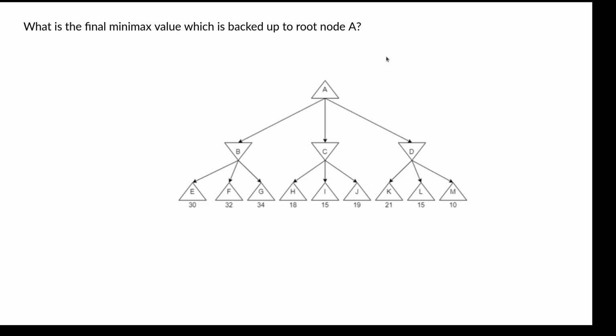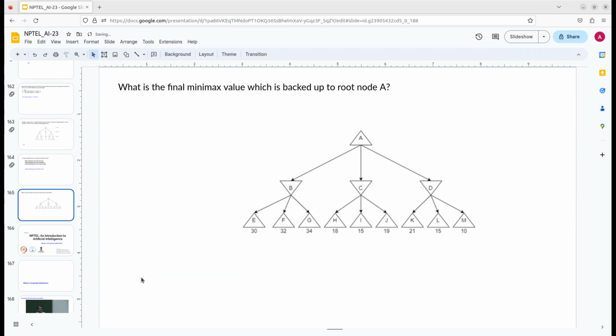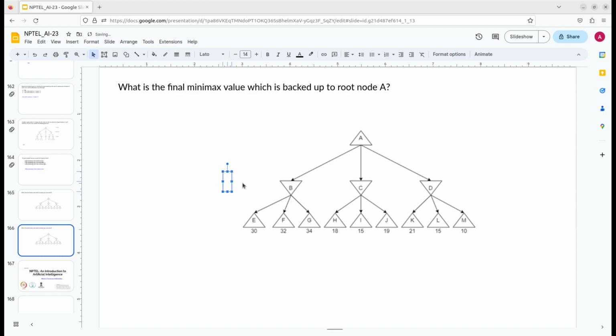Yeah, so I need to get the solution. Out of E, F, G, you have to take the minimum. What is the minimum? 30. So B would be backed up by 30. Let's solve it. So we put it here. If you are taking the minimum out of this, then how much would B be? Because out of 30, 32 and 34, what is the minimum? The minimum would be 34.